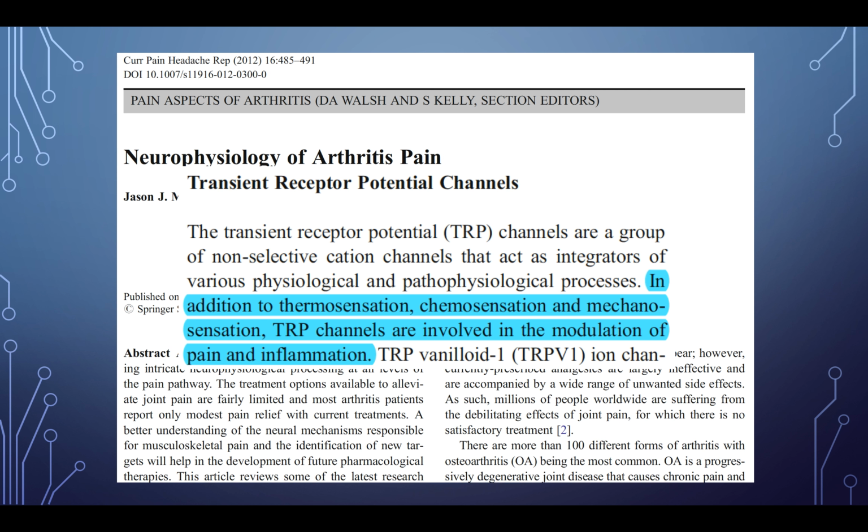So transient receptor potential channels, we mentioned that just on that diagram earlier, but in addition to thermosensation, chemosensation, and mechanosensation, the TRP channels are involved in the modulation of pain and inflammation. So I just wanted everyone to know that they play a role in the modulation of pain and inflammation. And the TRP channels are a group of non-selective cation channels that act as integrators of various physiological and pathophysiological processes.